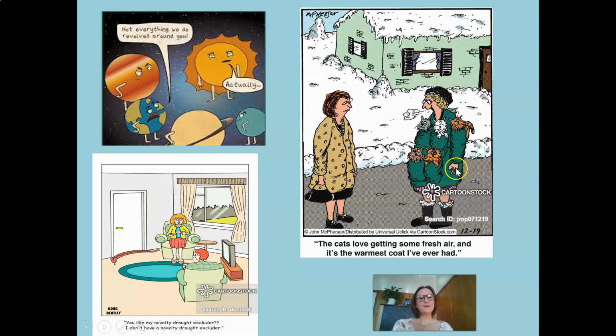Okay. And here we have something with insulation. The cats love getting some fresh air, and it's the warmest coat I've ever had. Okay, so transferring their body heat. And then you like my novelty draft excluder. And then her friend says, I don't have a novelty draft excluder. You might get a little fright and think it's really a snake, because they do make them into novelties. Okay, so the snake is lying there.